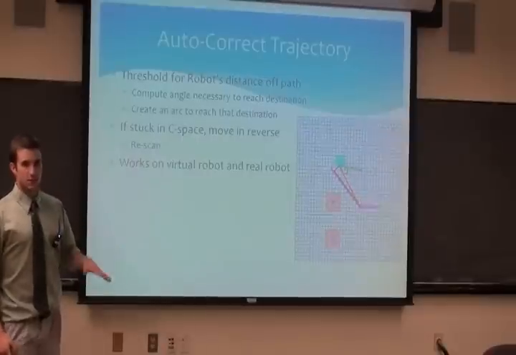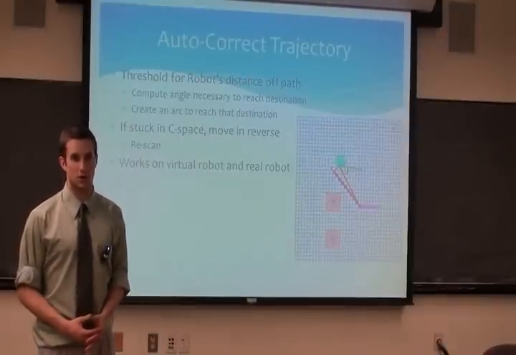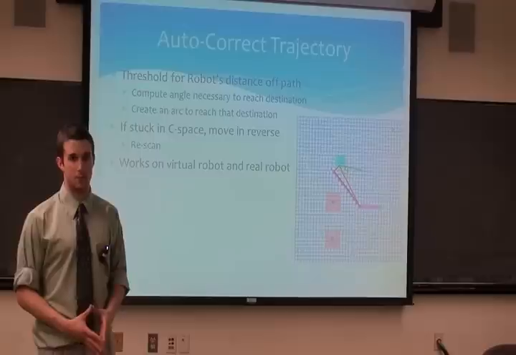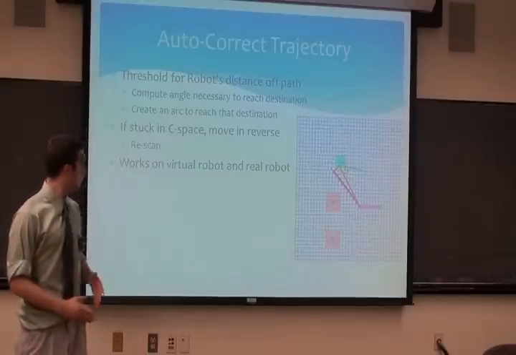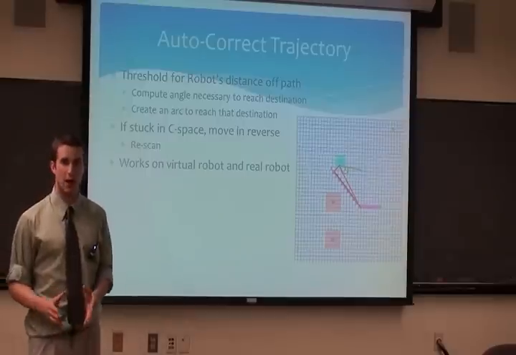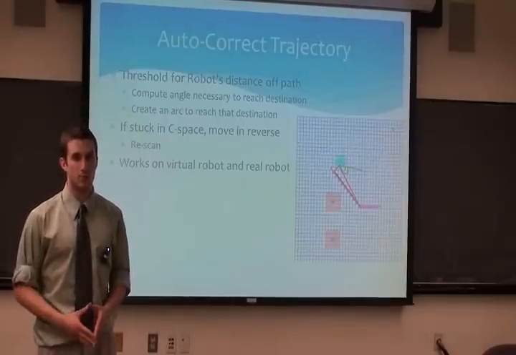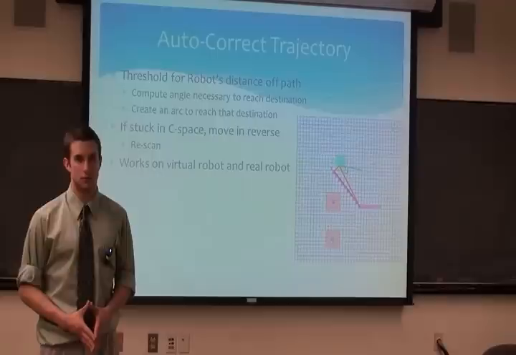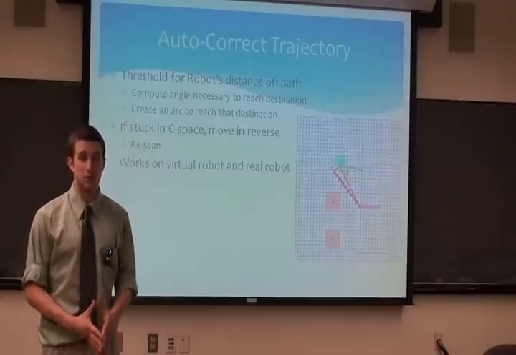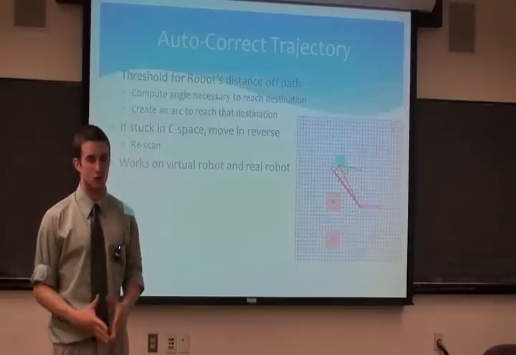A few parts of this worked on the real robot, and sadly some others didn't, due to limitations on the microprocessor and the netbook. So we found that number 2 here, if stuck in the C space, we were able to get out of the C space by going in reverse, scanning, staying on our path, and then recomputing our trajectory. Now the interesting thing about the queue is that it allows us for a quick build and just one simple instruction.